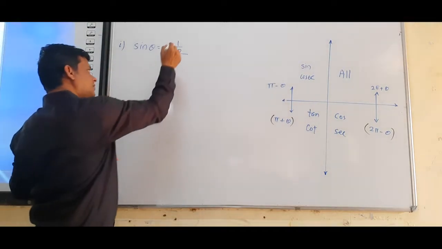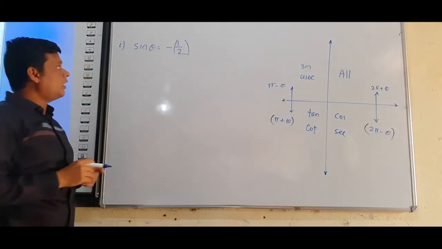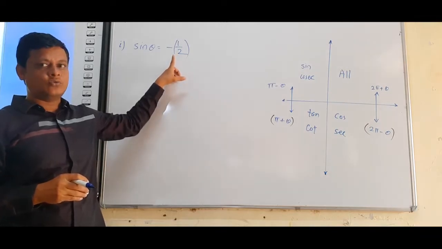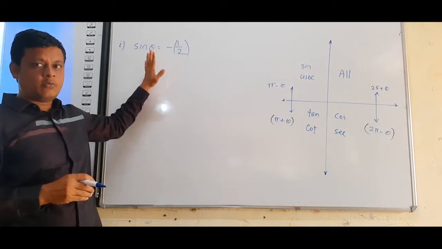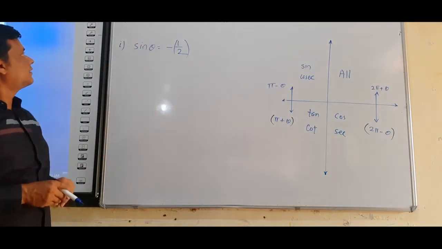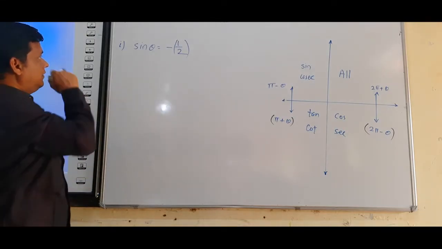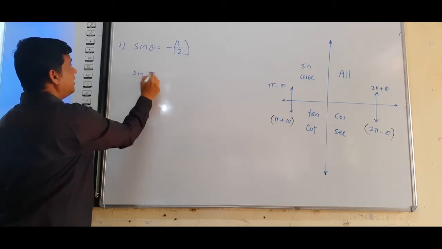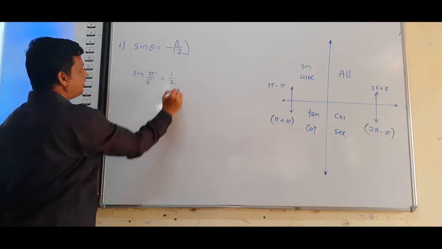Now we first check for which angle the sin value is 1 by 2. So from the table we know that sin 30 is 1 by 2. So we write sin pi by 6 is equal to 1 by 2 first.